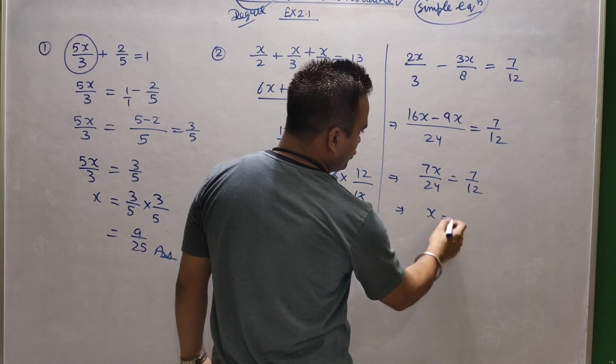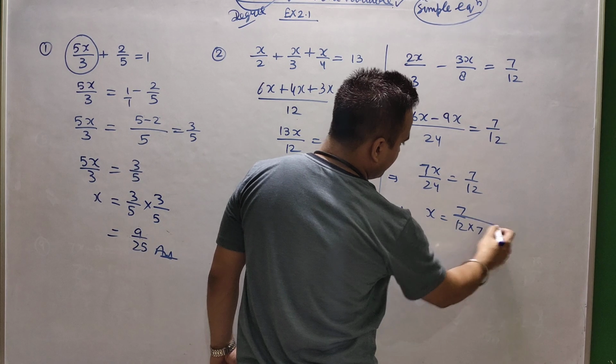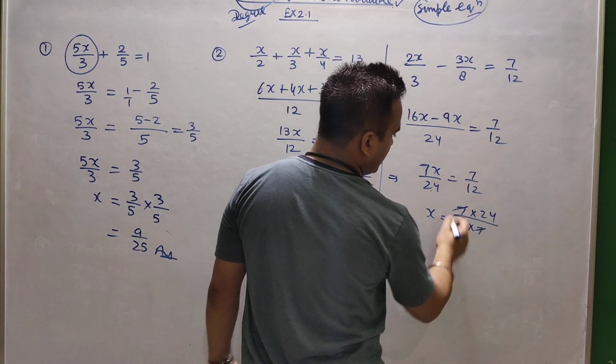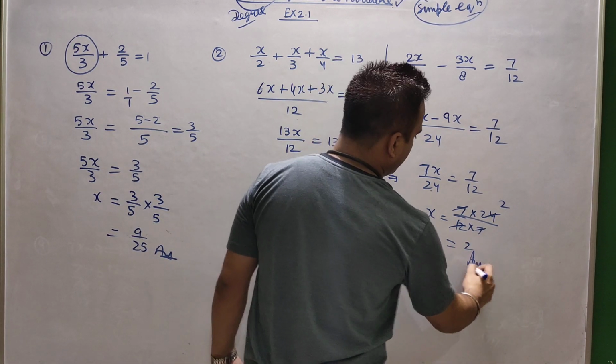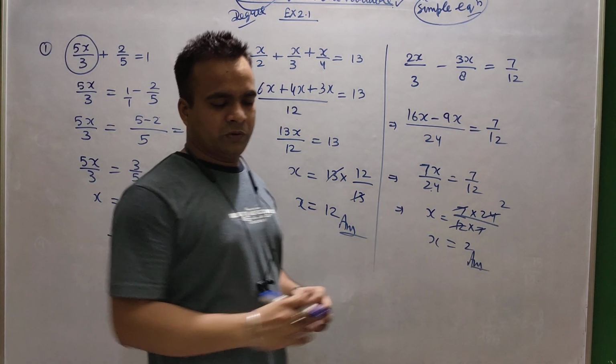Now same situation. 7 is in the numerator. It will shift here in the denominator. 12 is in the denominator. It will shift there in the numerator. 7 cancels. 12 will cancel this 24, and x is equal to 2. I hope this particular part is clear, students.